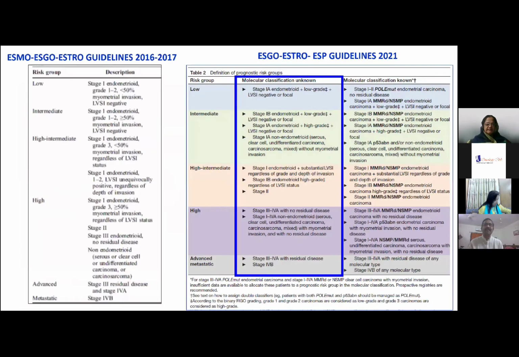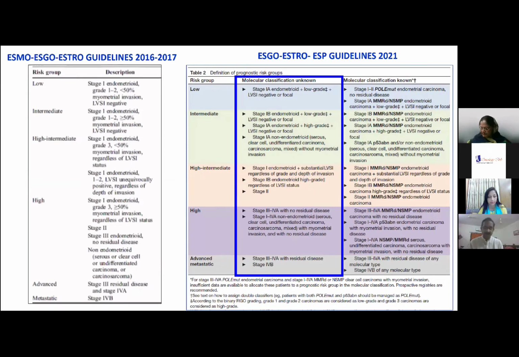So what these guidelines have recommended are the prognostic risk groups. On the left side of the slide, I have shown the 2016-17 risk groups into low, intermediate, high, and advanced or metastatic disease. In the right half of the slide are the 2021 guidelines, which are more or less the same: low, intermediate, high, as well as advanced or metastatic. It's very important for you to understand the various tumor characteristics which have been classified into these groups.